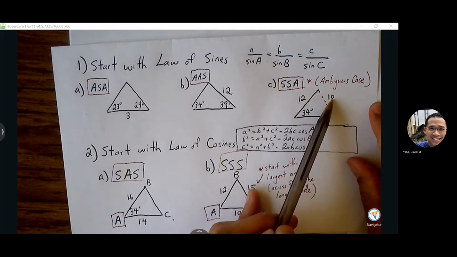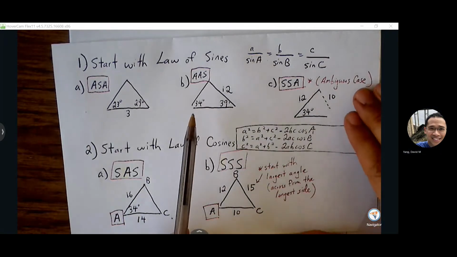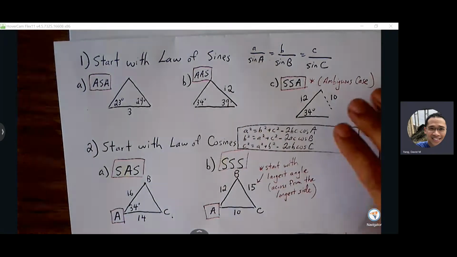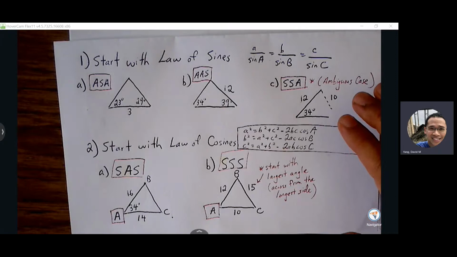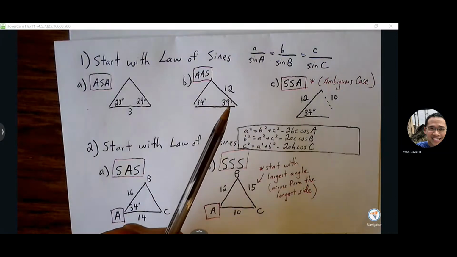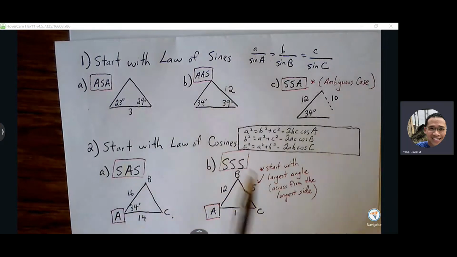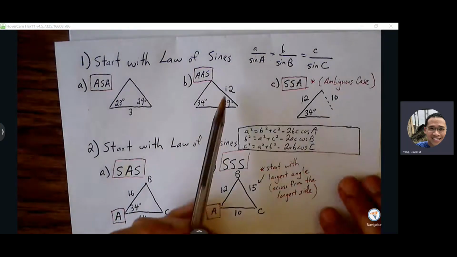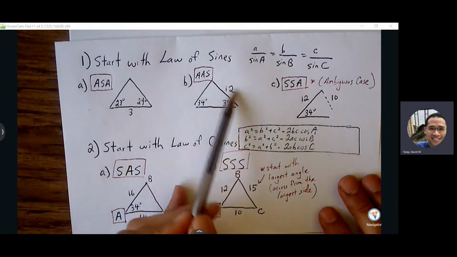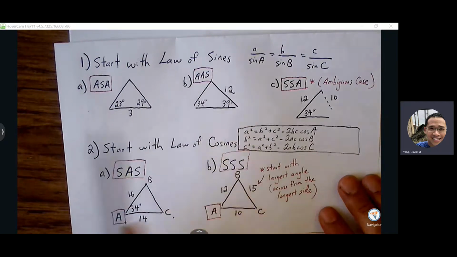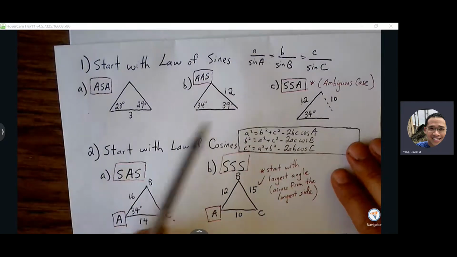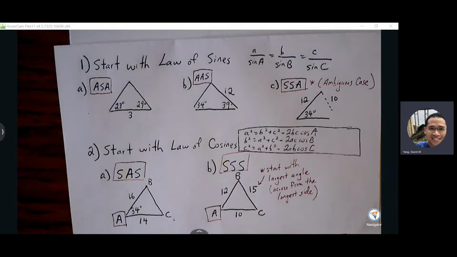What about angle angle angle? We don't have a rule for that because it's a similar triangle, but the dimensions can be different. We don't have enough to know the missing sides. So there's no solution, because it can be scaled to all different sizes, and if we don't have a side locked in, we have no idea what the other two sides will be.